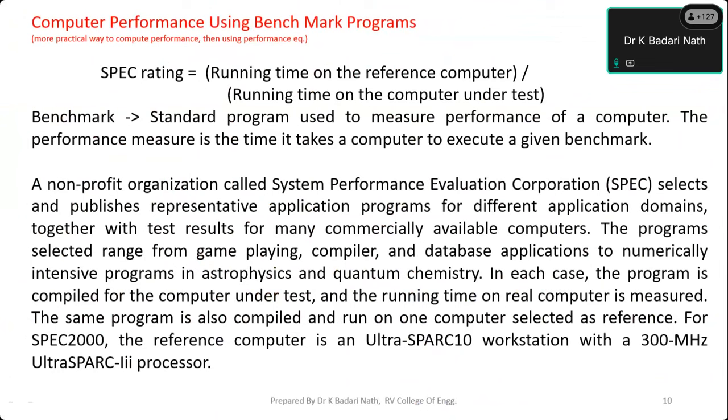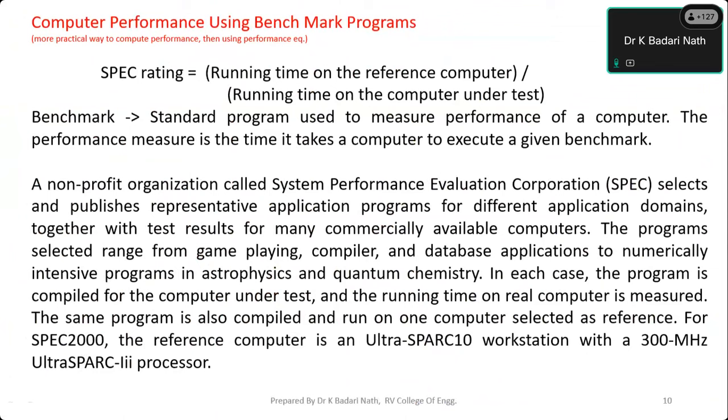Many parameters come into the picture when you want to decide whether one processor or computer is better than another. That's why the industry uses what is called the SPEC rating. SPEC means System Performance Evaluation Corporation. This is an NGO. They give what is called a SPEC rating for every computer. If I have a new computer, how do I calculate the SPEC rating for it? Based on the year, they have released certain standards. SPEC 2000 is one standard. In the SPEC 2000 standard, they used a reference computer called the UltraSPARC 10 workstation with an UltraSPARC 3 processor.